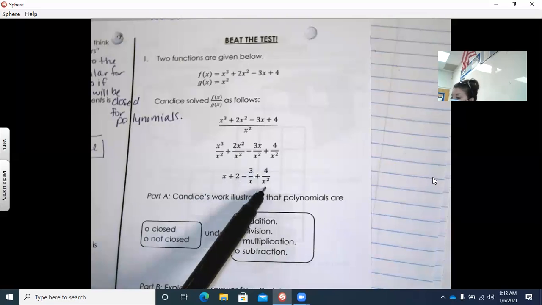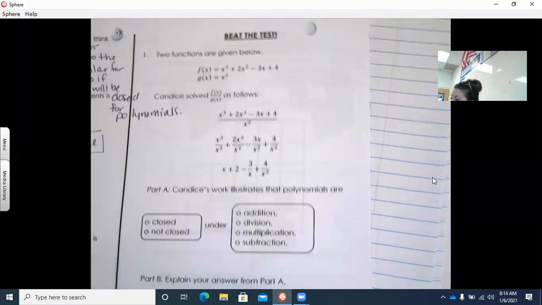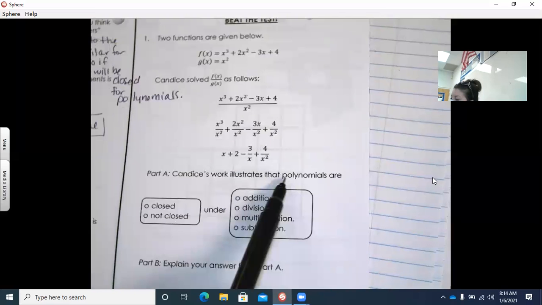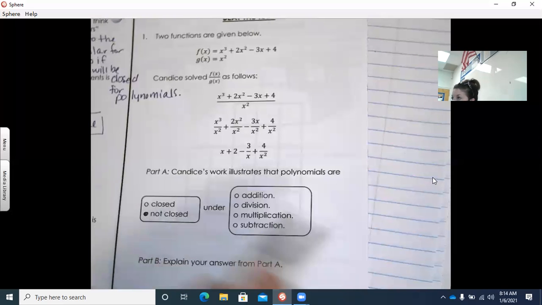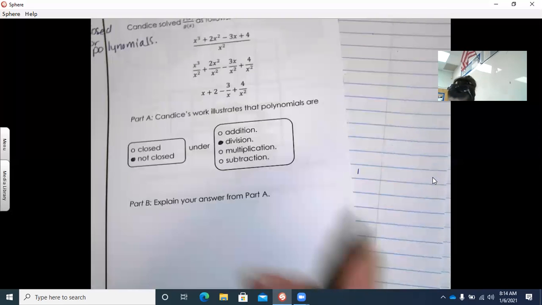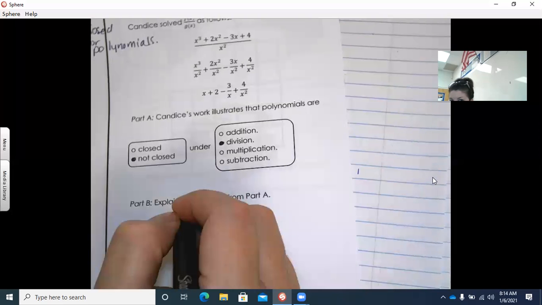So can we consider this to be a polynomial? The whole thing is a polynomial? No. If even one term has something that's not a monomial, then it's not a polynomial. Candace's work illustrates that polynomials are closed or not closed under addition, division, multiplication, subtraction. Are we going to say closed or not closed? Not closed under what? Division. She was dividing there, and the result was not also a polynomial. Explain your answer. I'm going to say when Candace divided a polynomial by a polynomial, the result was not a polynomial. So that makes it not closed.